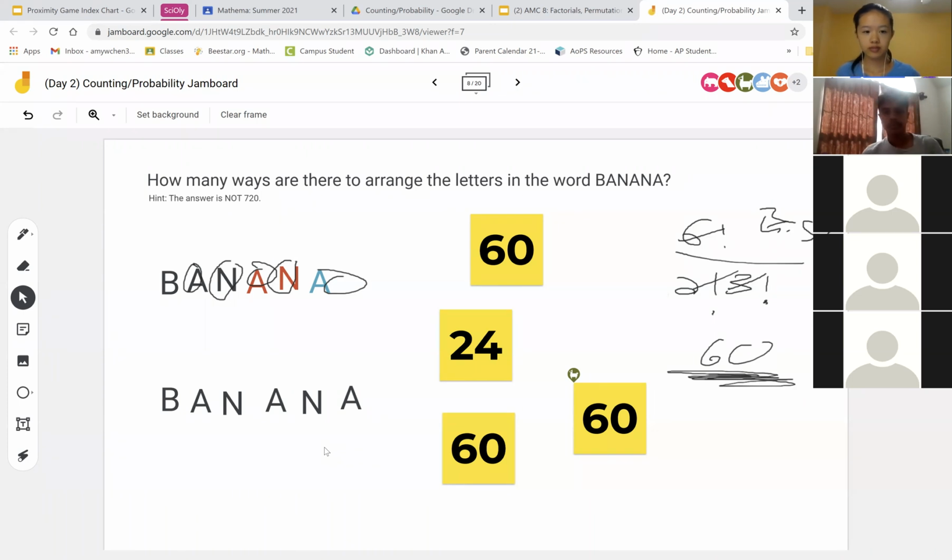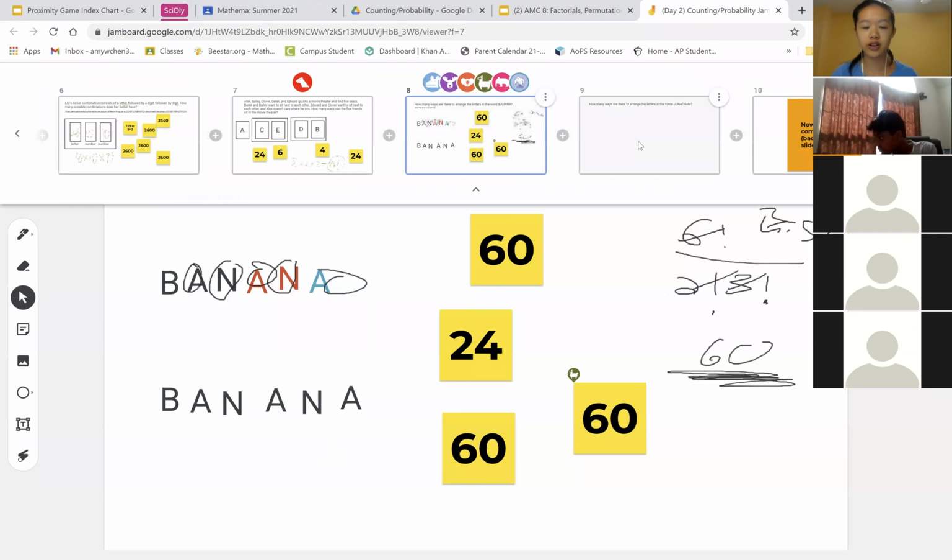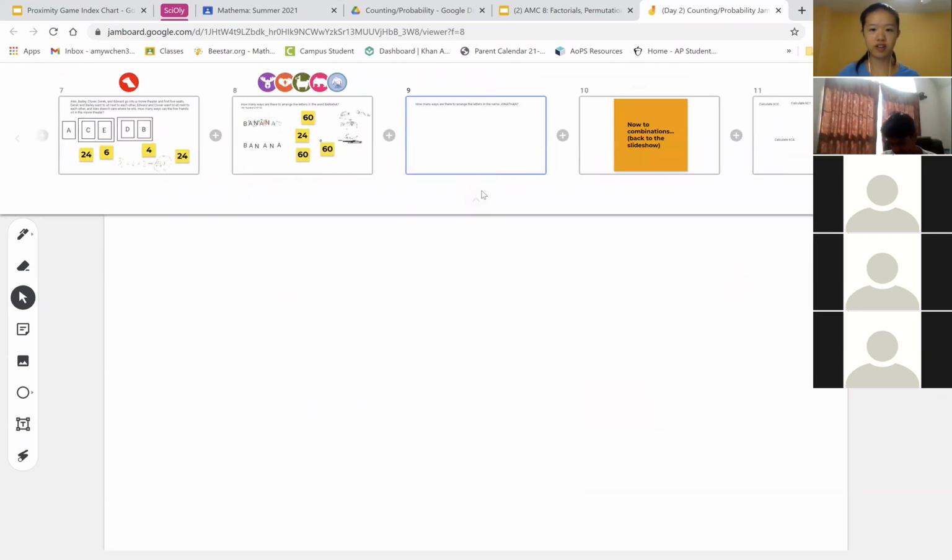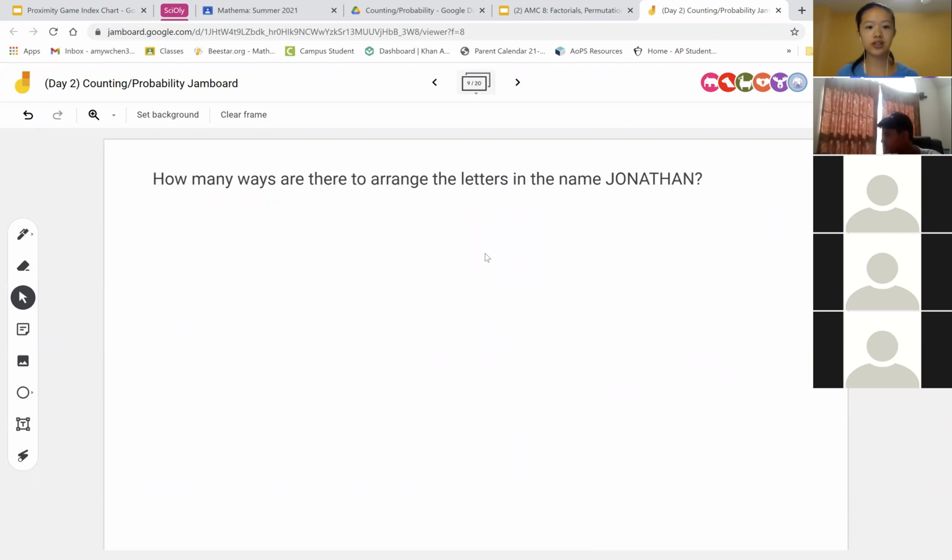Let me check ahead. Okay, there's one more of the repeated ones. So let's do one more repeating example. How many ways are there to arrange the letters in the name Jonathan? Remember, I'm gonna call on someone to explain. Everybody put their answers, but then I'm gonna call on someone at the end.